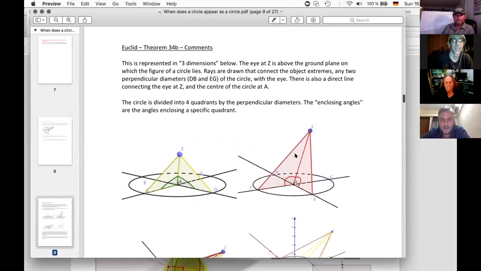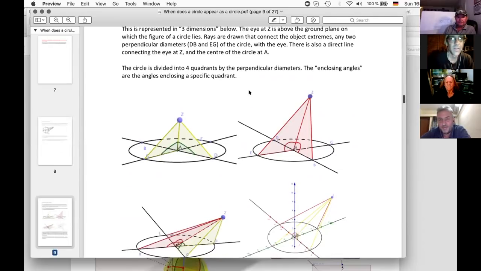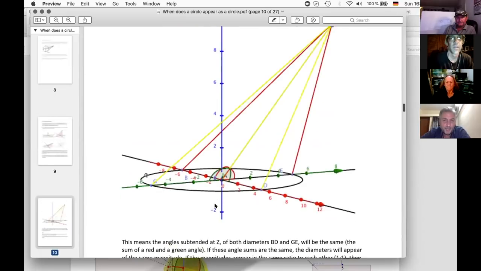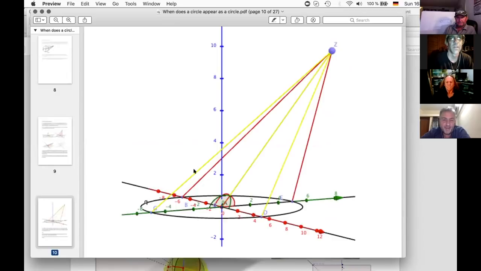And that's when the enclosing angles are the same. Basically this is Euclid again. I've just modernized it, so it's not coming from me. But what this guy was saying is that as long as the enclosing angles are the same, then it also looks like a circle. So here it is. If that's where my eye is and I'm looking at this circle on the ground, but you could just transpose the whole thing. I could be on the ground and the circle could be in the sky. Geometrically it doesn't matter. Then this thing will look like a circle when the enclosing angles next to each other are equal. So it doesn't have to be directly above.